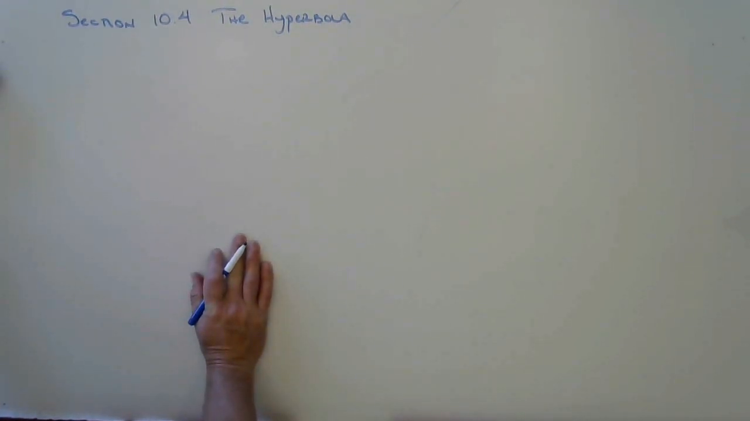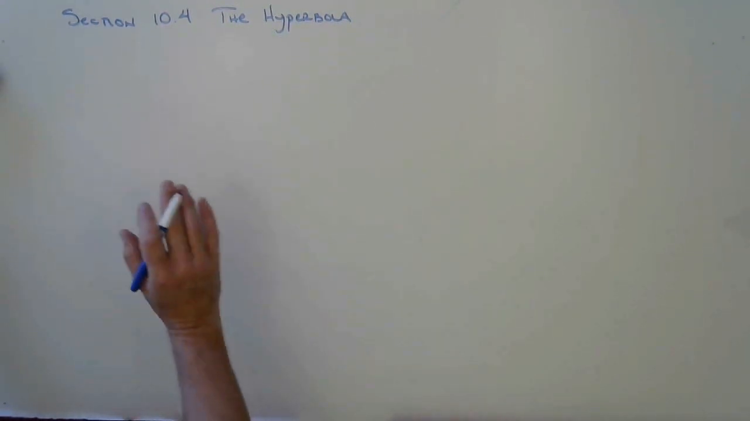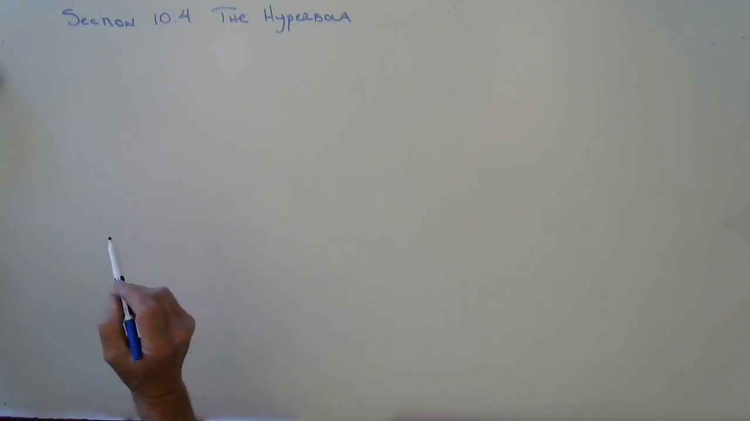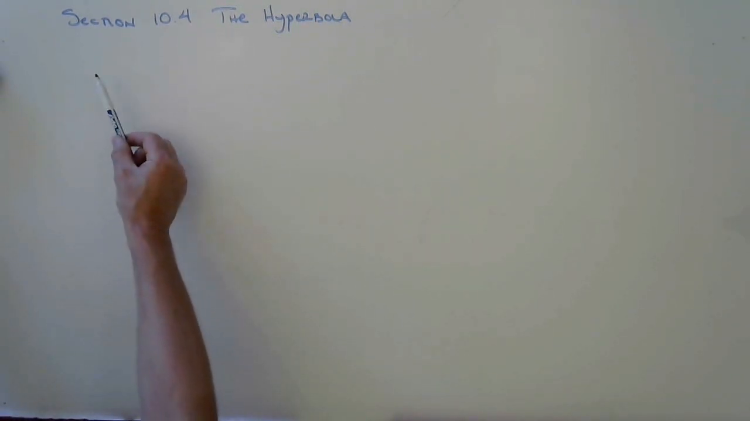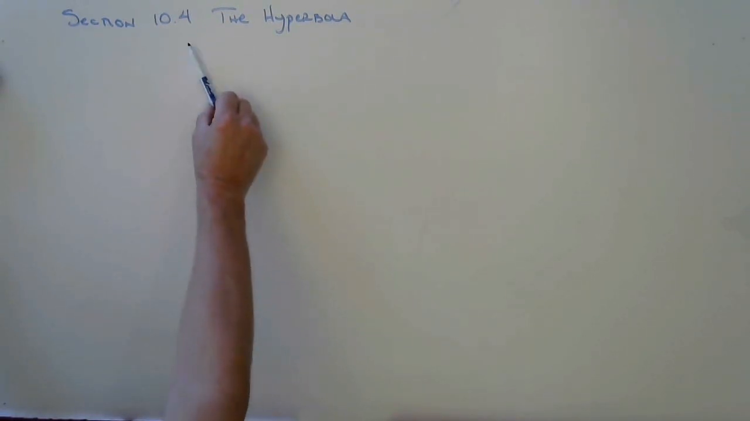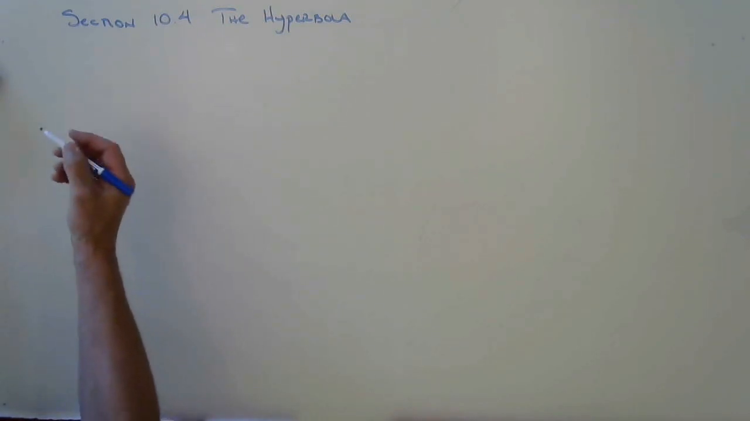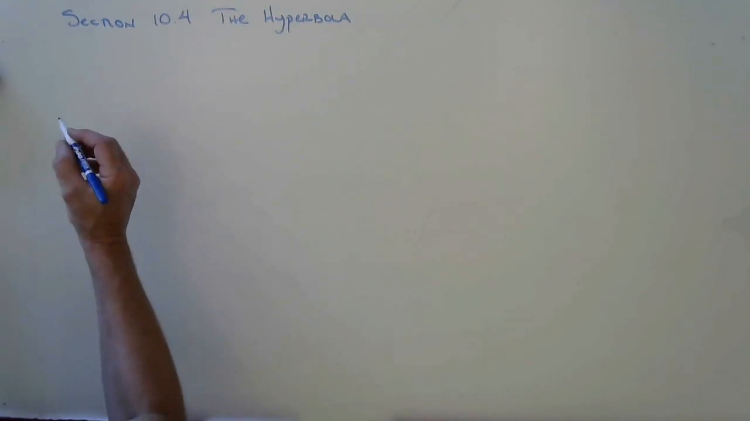Now, hyperbolas can either open right and left or up and down. Until we get to the section in Precalculus that allows us to rotate conics, our hyperbola will either open to the right and left or it'll open up and down. Okay? So we're going to start with this equation.